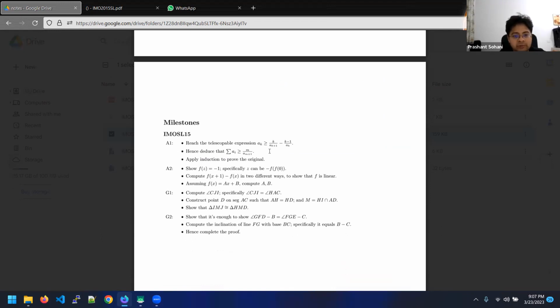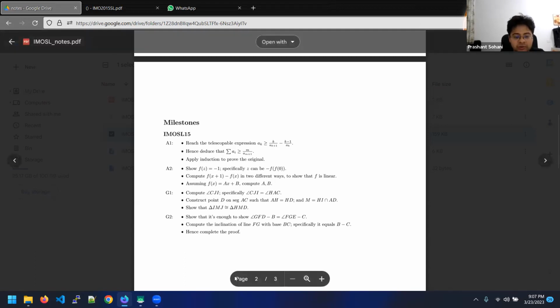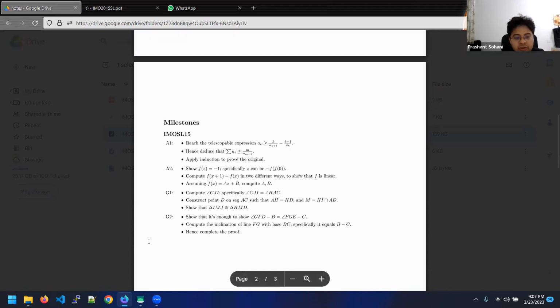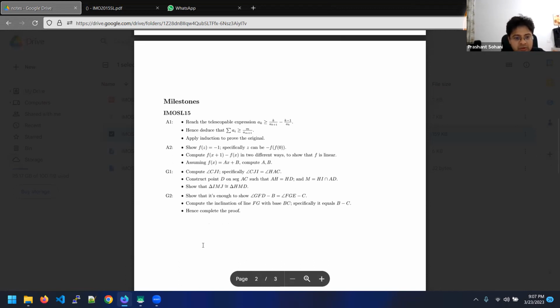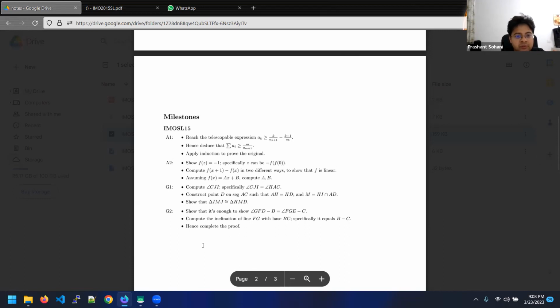If A1 is a 7-mark problem, then reaching the telescopic expression may carry 1 or 2 marks, and the next step, and so on and so forth. So you get a blueprint of how the marking scheme might look for a question like that. Although I will say not necessarily every problem can be broken in this way, because with G2 in particular, I struggled a bit because it was pretty much just angle chasing. I don't know how you can break it down into smaller steps, but still I tried to come up with something. So not every problem will have the same number of steps. Some might be fewer and some might be more.